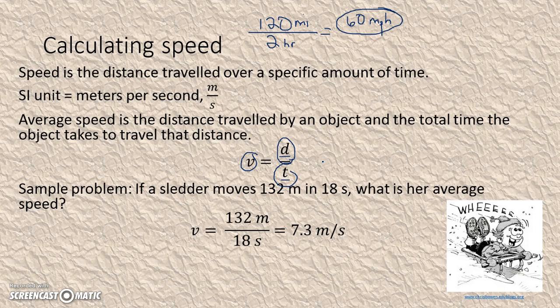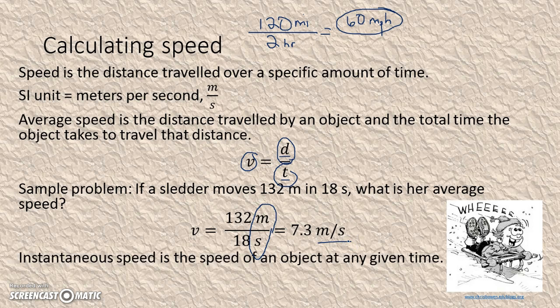So if 132 divided by 18 gives us 7.3 meters per second. Now the meters and the seconds do not cancel. The only way they'd cancel is if it was the same. So your answer remains with units of meters per second, just like that.